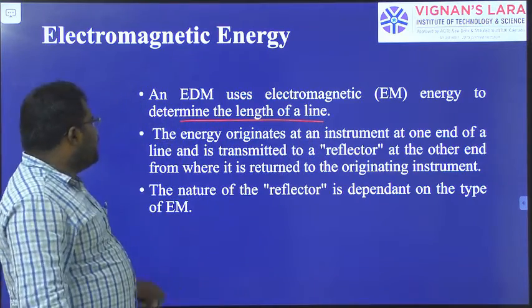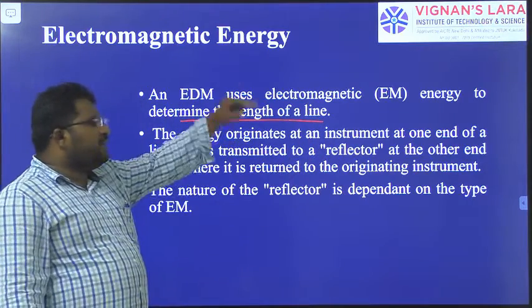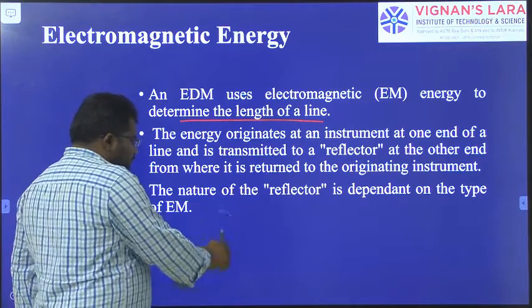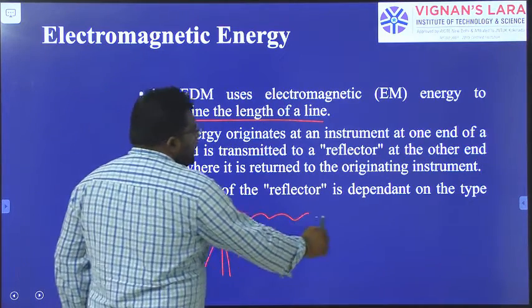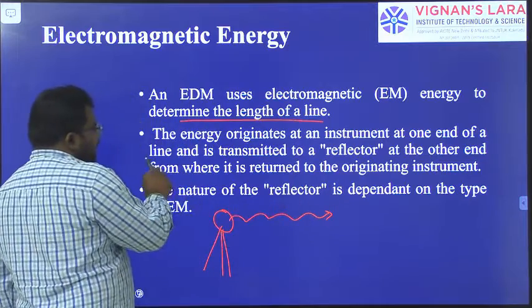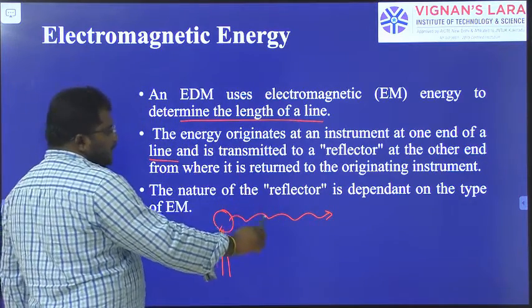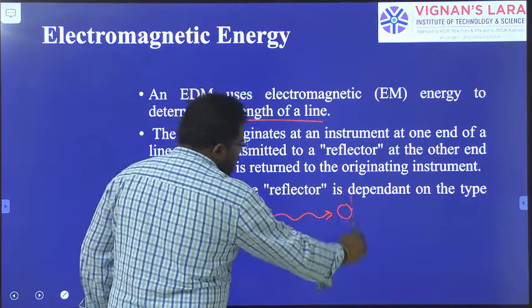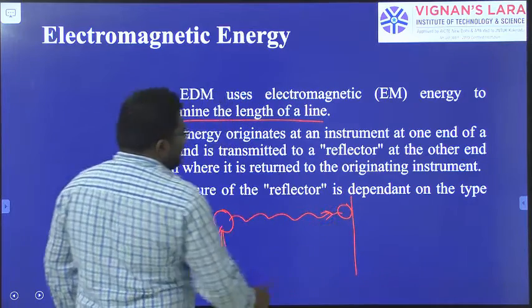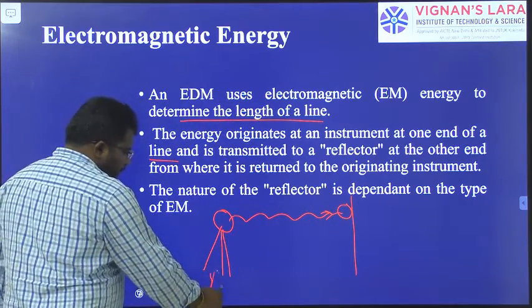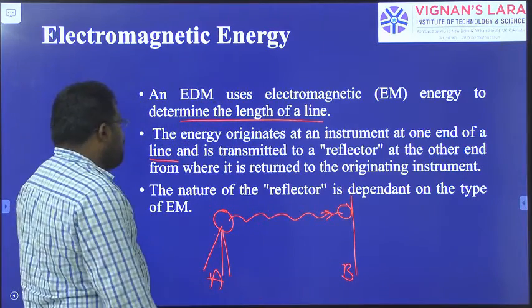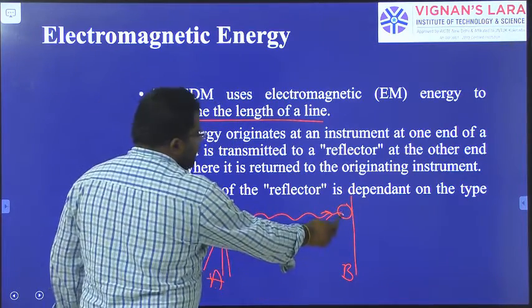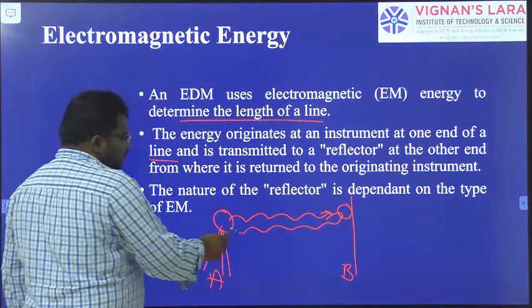So that we know, the energy originates at the instrument. Already I told that from the instrument it is going to originate at one end of the line and it is transmitted to a reflector. So here we are going to provide a reflector at the other end. This is point A, this is point B, this is one end and that is another end, from where it is going to return to the originating instrument.